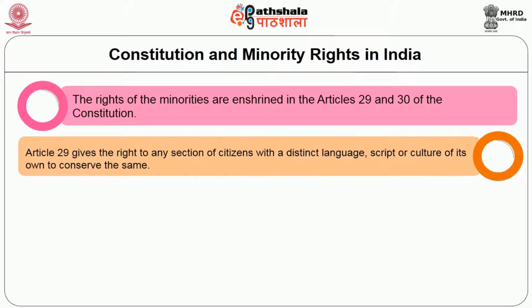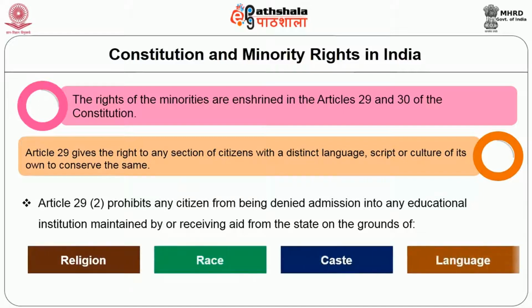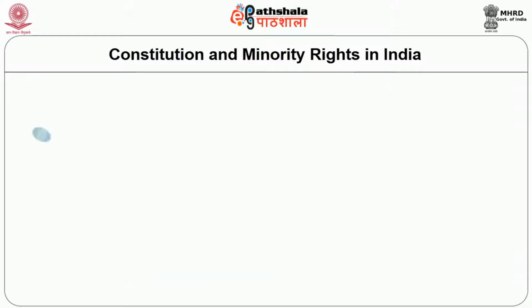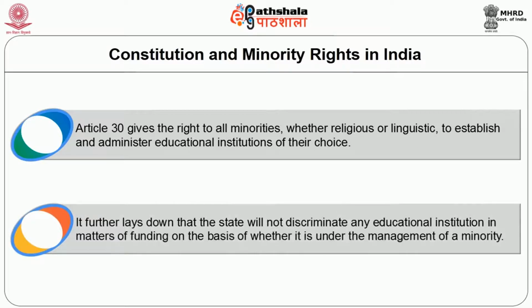Article 29 gives the right to any section of citizens with a distinct language, script or culture of its own to conserve the same. Article 29(2) prohibits any citizen from being denied admission into any educational institution maintained by or receiving aid from the state on the grounds of religion, race, caste or language. Article 30 gives the right to all minorities, whether religious or linguistic, to establish and administer educational institutions of their choice. It further lays down that the state will not discriminate against any educational institution in matters of funding on the basis of whether it is under the management of a minority.